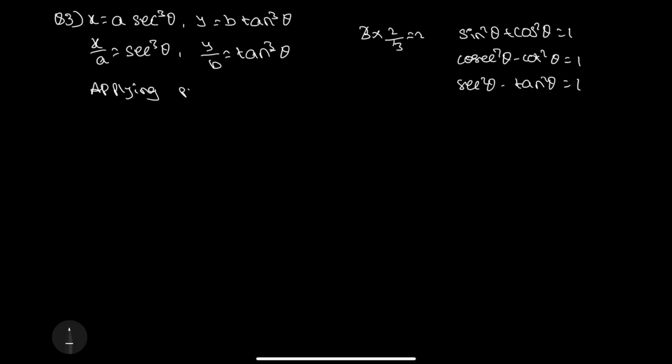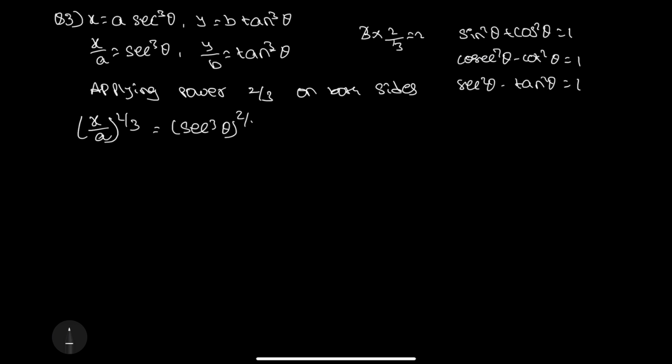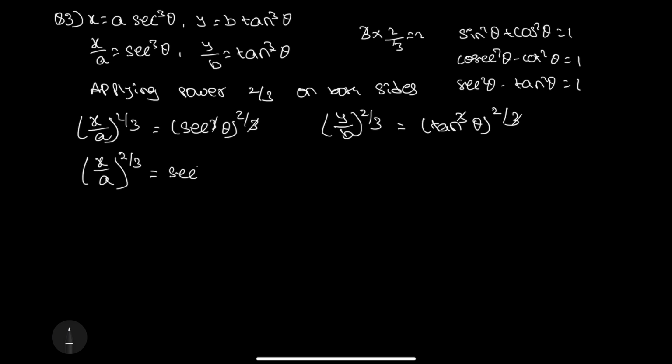Applying power 2 by 3 on both sides. Or you can do it in 2 steps also. We'll get it as x by a whole power of 2 by 3 is equals to secant cube of whole power of 2 by 3. And for the second term, y by b whole power of 2 by 3 is equals to tan cube theta whole power of 2 by 3. This cube and the denominator get cancelled. We'll be having x by a whole power of 2 by 3 is equals to secant square theta, and y by b whole power of 2 by 3 is equals to tan square theta.